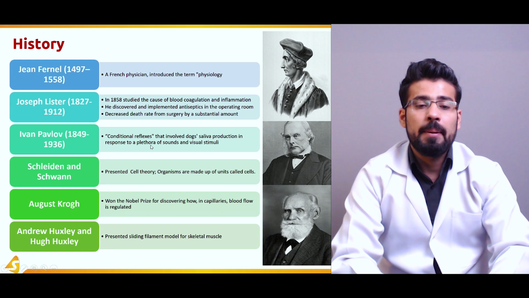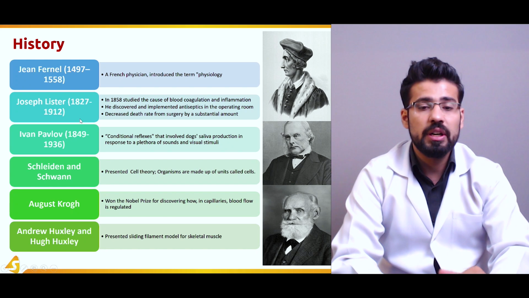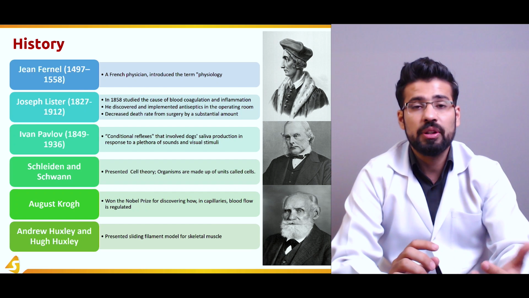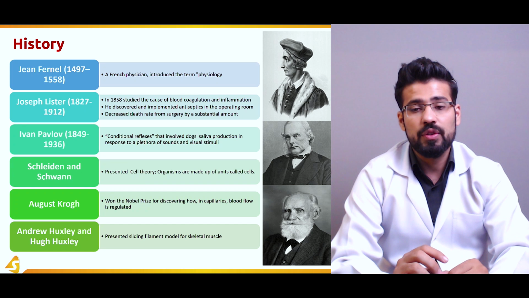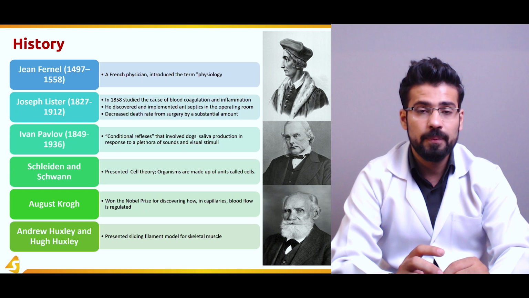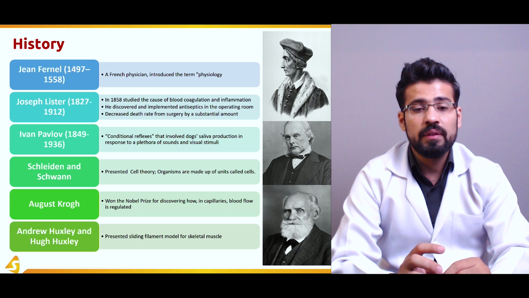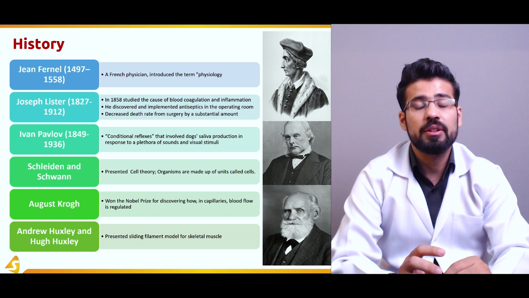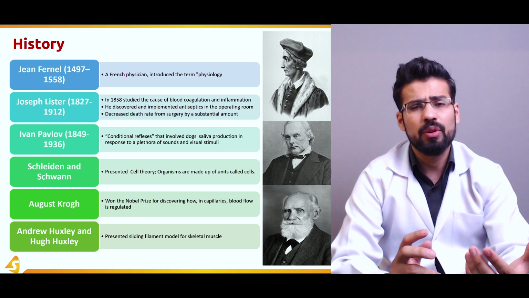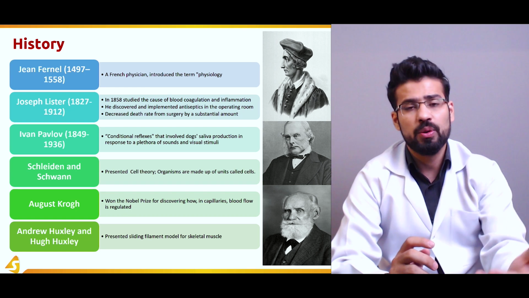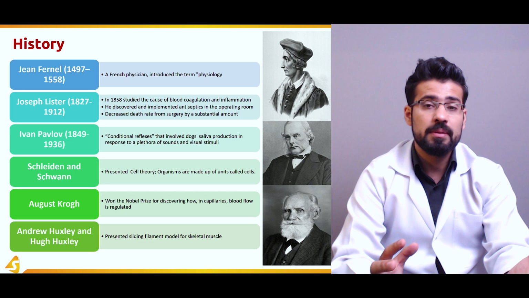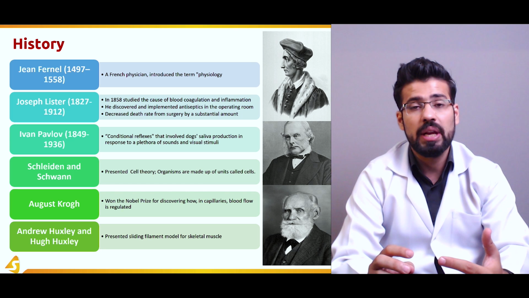Now, this was followed by later scientists, and Jean Fernel, a French physician, first coined the term physiology. This was followed by the contribution of Joseph Lister. In 1858, he studied the cause of blood coagulation and inflammation. This played a very important role in advancing the understanding of how blood is coagulated and the process known as inflammation.